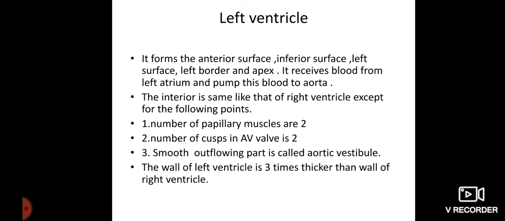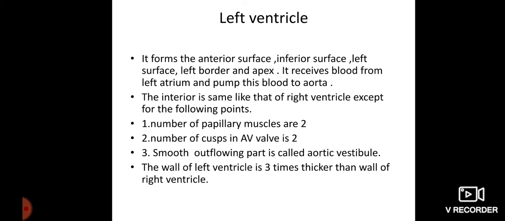The interior is the same in the sense that it has an outflowing part and an inflowing part, but the outflowing part is smooth and the inflowing part is rough. The outflowing part is called the aortic vestibule, not infundibulum. That is one difference. The aortic vestibule is the part from which the aorta arises. The supraventricular crest is there between the outflowing and inflowing parts. The inflowing part is rough due to numerous muscular projections, collectively called trabeculae carneae, which are bridge-like, ridge-like and pillar-like. Pillar-like muscular projections are called papillary muscles.